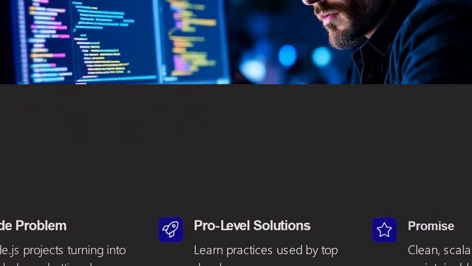First, let's see what the problem is. The code problem is a Node.js project turning into tangled spaghetti code. If you're facing problems developing and managing code in Node.js, that is the problem we'll consider. Then, the pro solution: learn the practices used by top developers. And the promise here is that you will learn clean, scalable, and maintainable code habits and build efficient Node.js apps like a pro. That is what we will see today.